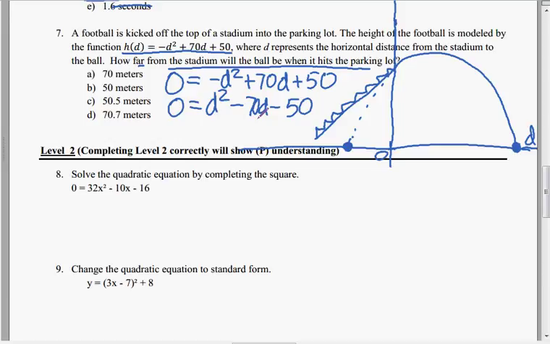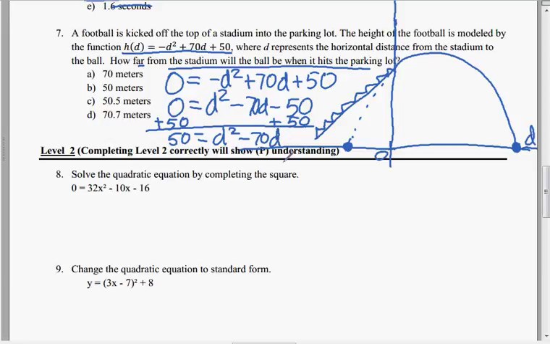So I have to complete the square. I am going to start that here. I may have to finish it somewhere else because I don't have a lot of room here. So anyway, I add 50 to both sides. If I want to complete the square, I want to have a fresh start. So 50 equals d squared minus 70d.